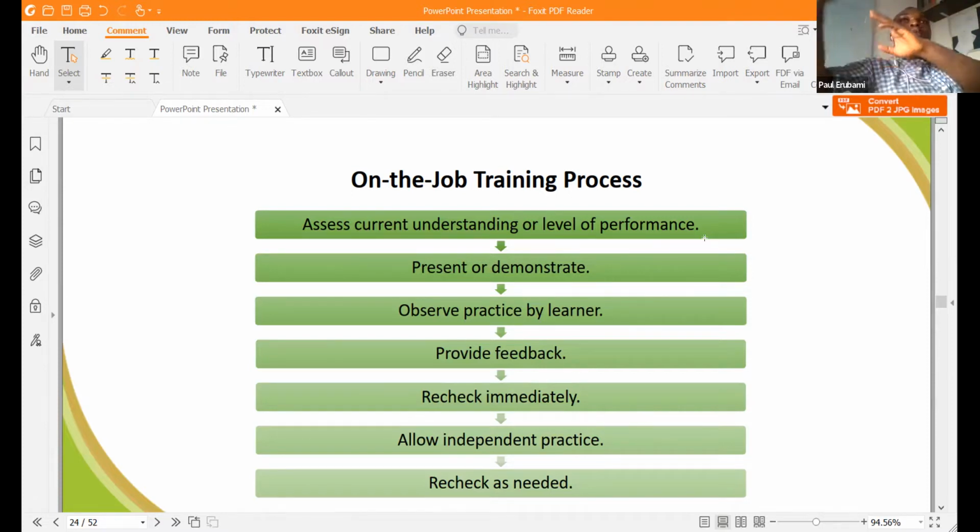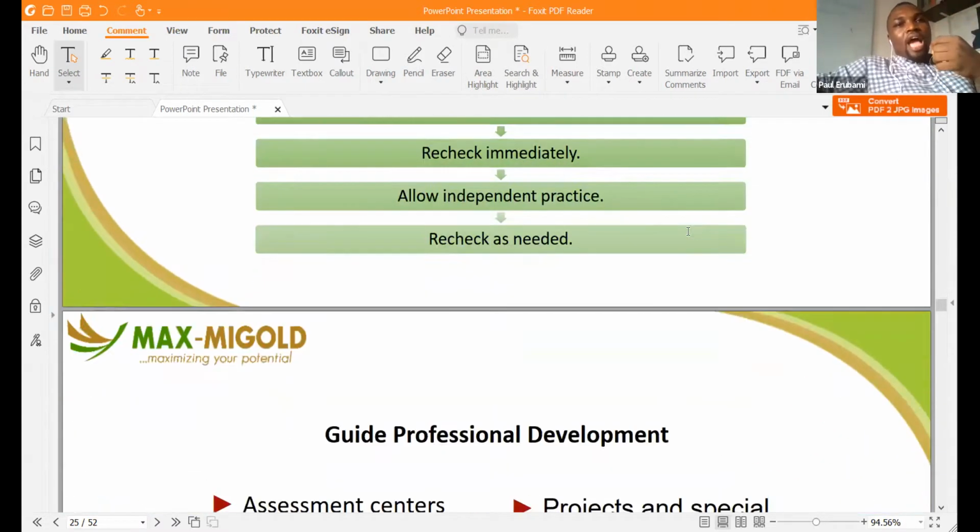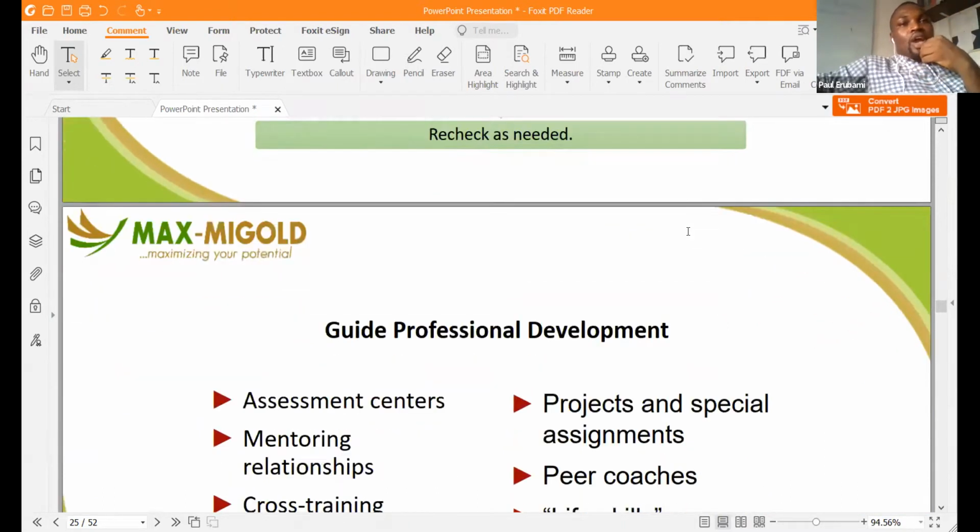I can have my electrician working and ask my plumber to go and shadow him to see exactly what he's doing. He asks questions, you show him, you can demonstrate, you can observe what somebody is doing, provide feedback, we check immediately, and allow independent practice. So if I allow my plumber to be trained by the electrician, you can step in and say, okay, you do X, Y, Z, let me see what you will do, so that the person can do it. When they make a mistake, you can correct. So these are the processes of training your employee, and it's part of the cross-training that organizations should be involved in once in a while.